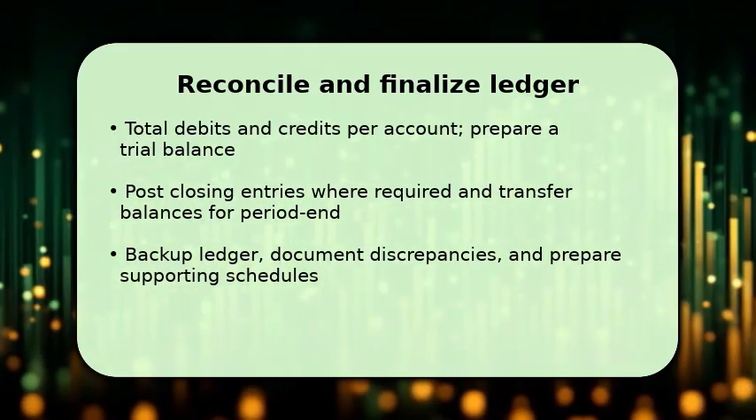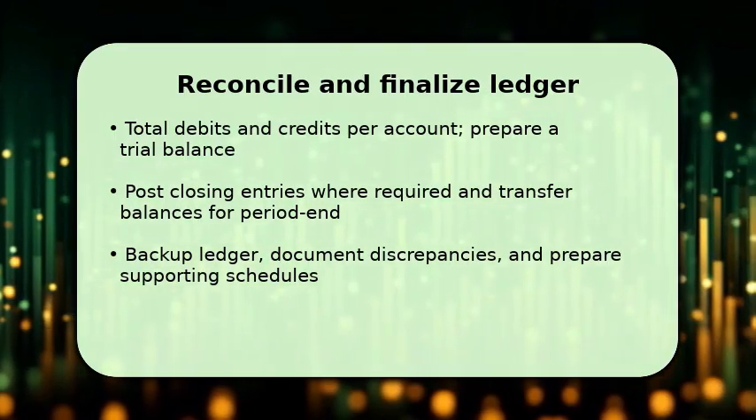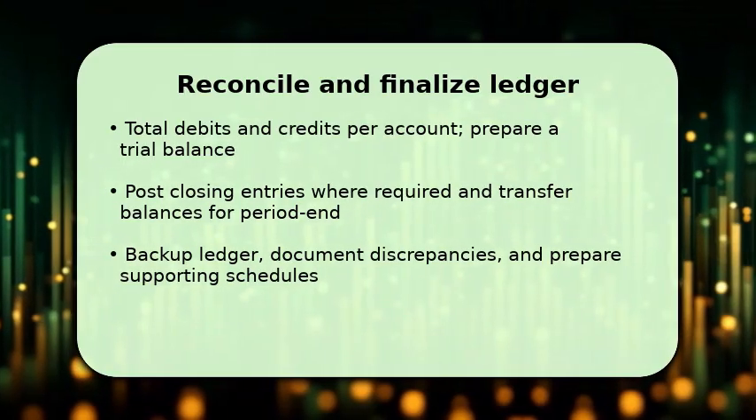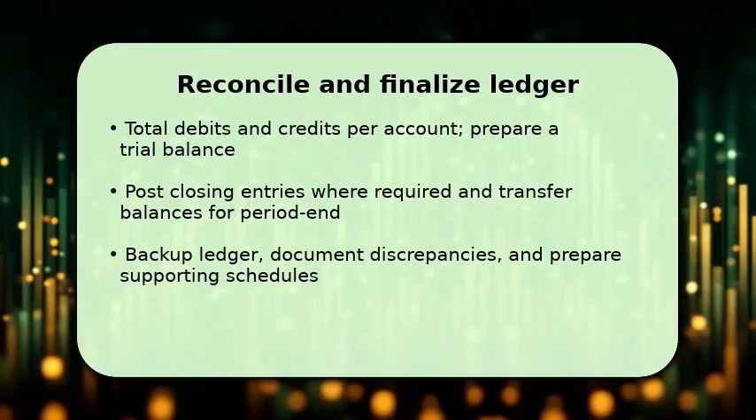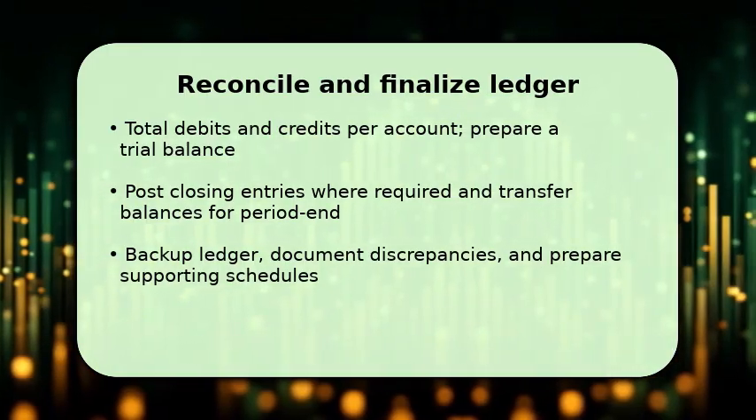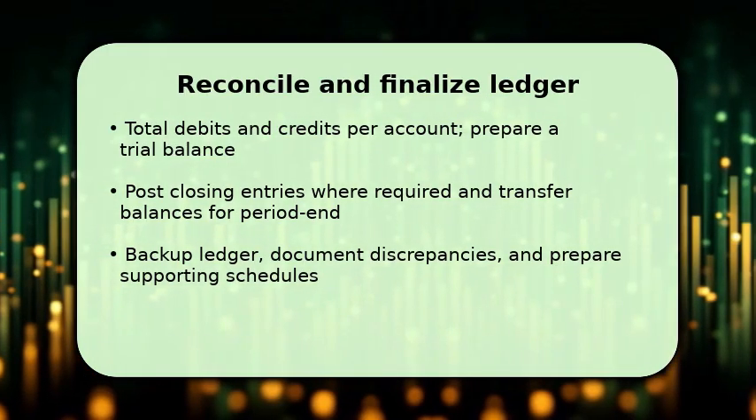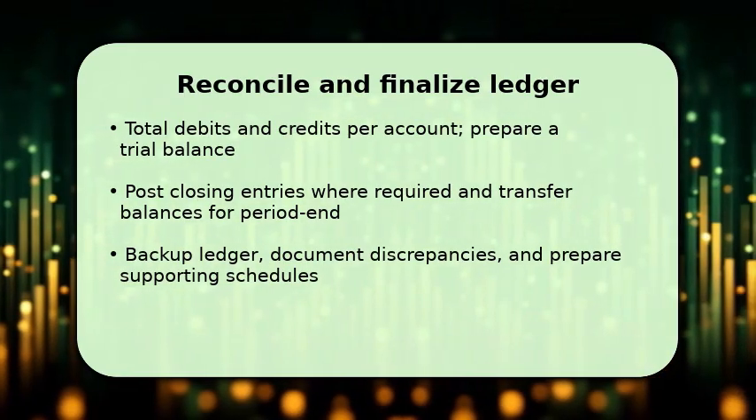Make sure to back up your ledger and attach supporting schedules for material balances. If totals don't agree, trace JF numbers back to the journal and check for omitted or double-posted lines. One systematic trace usually reveals the issue.